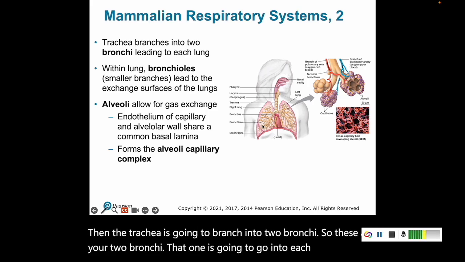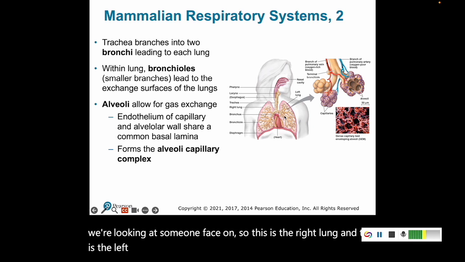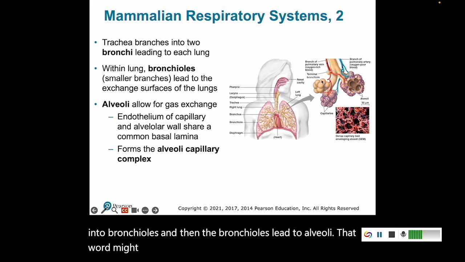Again, we're looking at someone face on. So this is the right lung and this is the left lung. Then within those two bronchi, it branches further into bronchioles. And then the bronchioles lead to alveoli. That word might not sound exactly how you expect it to be. Alveoli. And alveoli are these little bundles that are where gas exchange is going to happen.